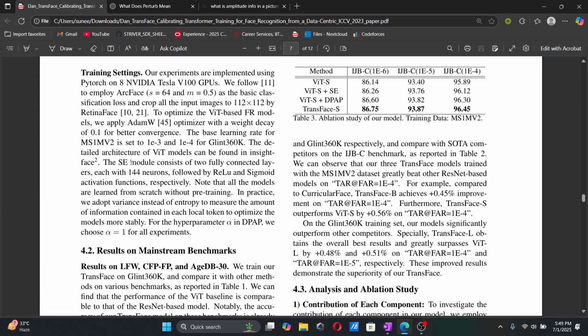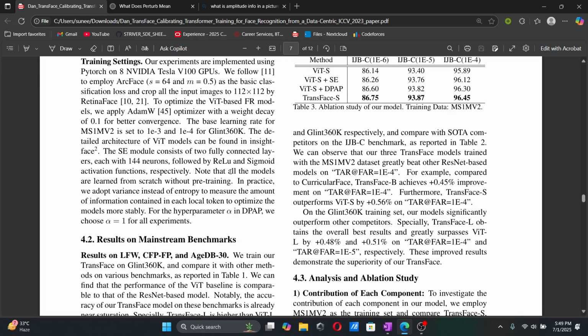The SE model consists of two fully connected layers with 144 neurons followed by a ReLU and a sigmoid activation function respectively. Note that all the models are learned from scratch without pre-training. In practice, we adopt variance instead of entropy to measure the amount of information contained in each local token, to optimize the models more stably.